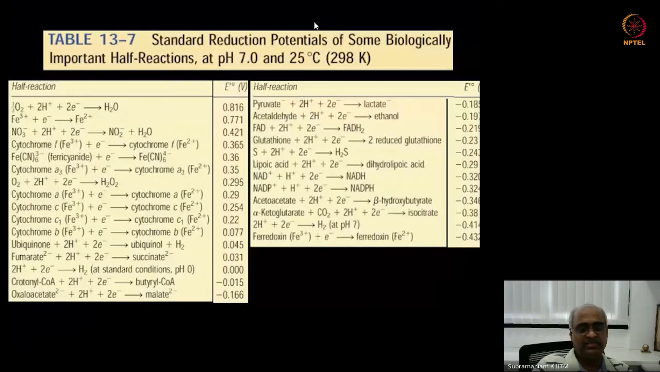So if any of this is not clear, you should interrupt and ask questions. So this is a table. Simply, you don't need to memorize any of this. This is just to give an idea. There are multiple redox pairs in biology, and for each of them, this standard reduction potential at pH 7 has been calculated, and those are given here.